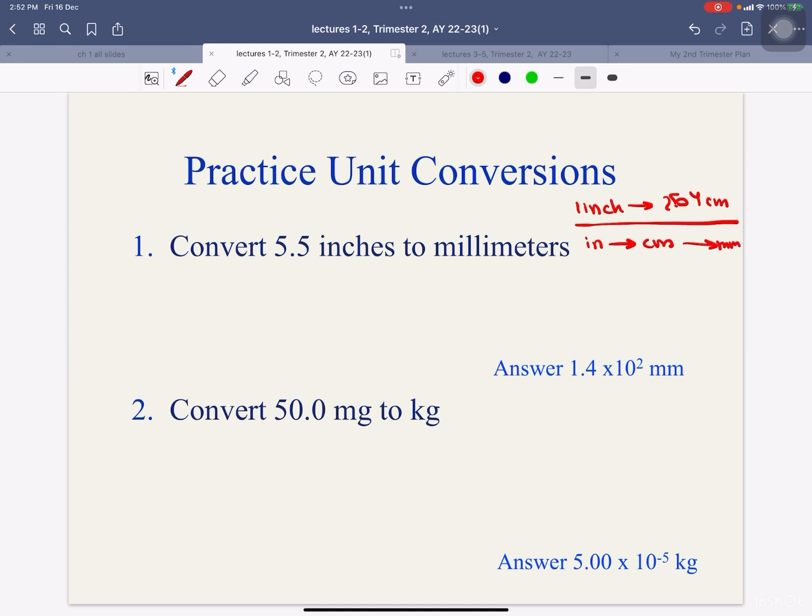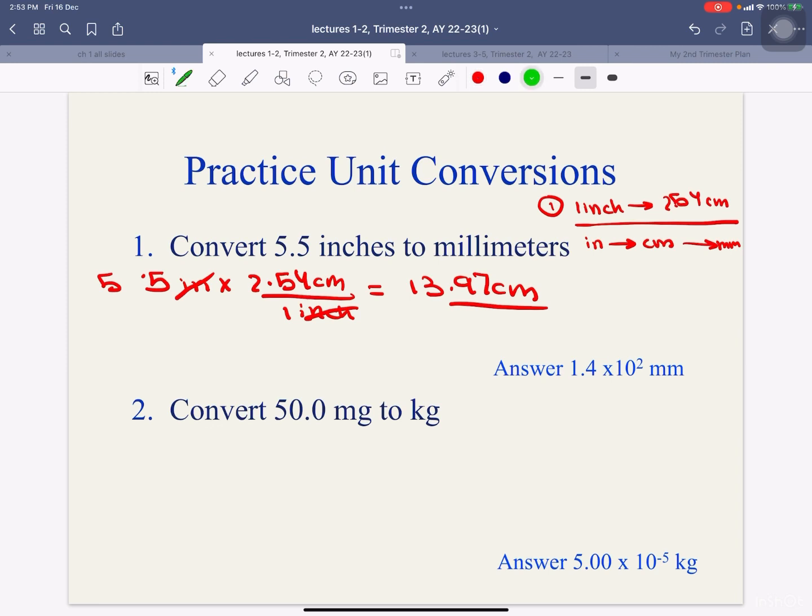Okay, so first of all let's convert, this is the first step. So first step: 5.5 inches times 2.54 centimeters over 1 inch. We cancel this, and it is equal to 13.97 centimeters. Now I have 13.97 centimeters. Let's start applying, sorry, start applying step number 1.